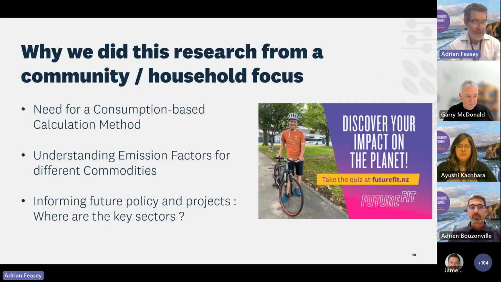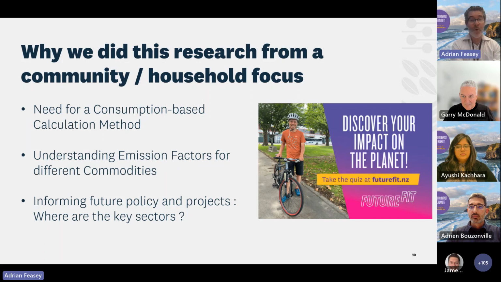Okay, so why did we do this research from a community and household focus? One of our team's key focuses is reducing emissions at an individual, household and community level. We've had some experience with using consumption emissions. For example, we developed tools like FutureFit together with Wellington City Council, which is a personalised carbon calculator, and used some of the very helpful work done by Motu for that project that looked at consumption emissions and income.